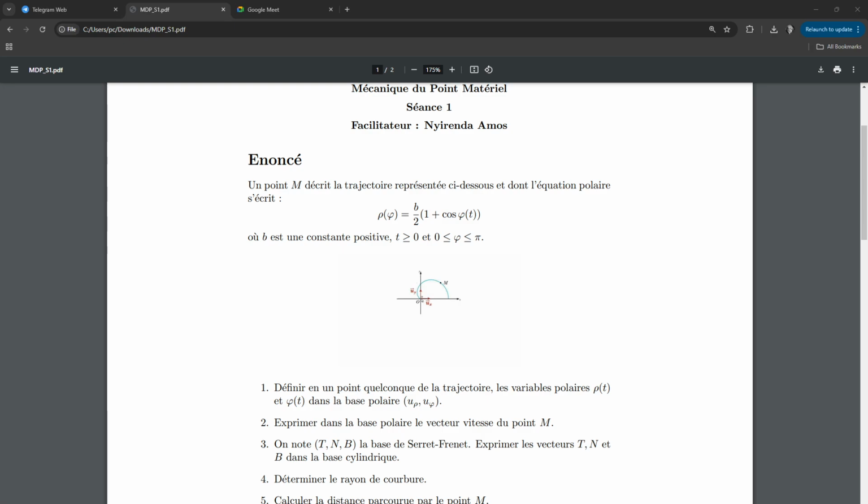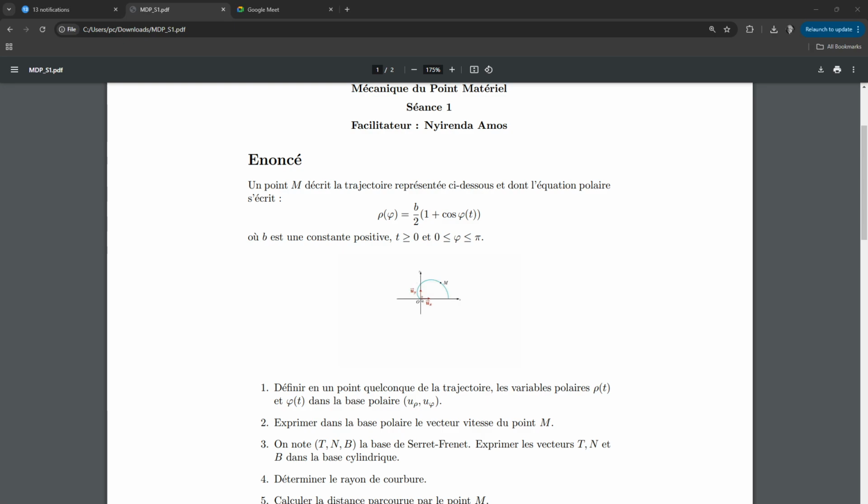Then the first question is saying, définir en un point quelconque de la trajectoire les variables ρ(t) et phi(t) dans la base u ρ, u phi. Exprimer dans la base polaire le vecteur vitesse du point M. On note TNB la base de Serret-Frenet. Exprimer les vecteurs T, N et B dans la base cylindrique. Déterminer le rayon de courbure. Calculer la distance parcourue par le point M.